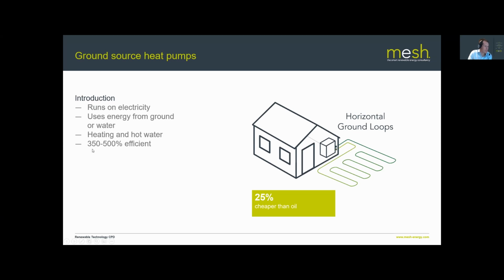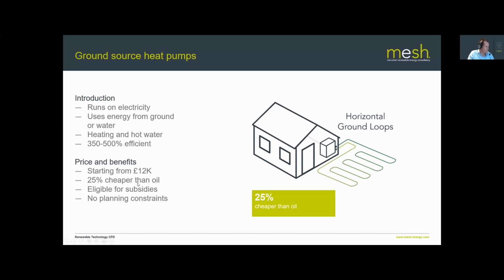As I say, typically you'll be looking at between 3.5 and 5 as a COP, or that's the equivalent of 350 and 500% efficiency. So for every kilowatt hour of electricity you put into the heat pump, you'll be getting between 3.5 kilowatt hours and 5 kilowatt hours of heat out of the heat pump. Now, if you compare that to a gas boiler, for every kilowatt hour of gas that you put into the gas boiler, you'll typically get about 85 to 90% of the heat out. So you'll get a COP equivalent of between 0.85 and 0.9, or 85 to 90% efficiency.